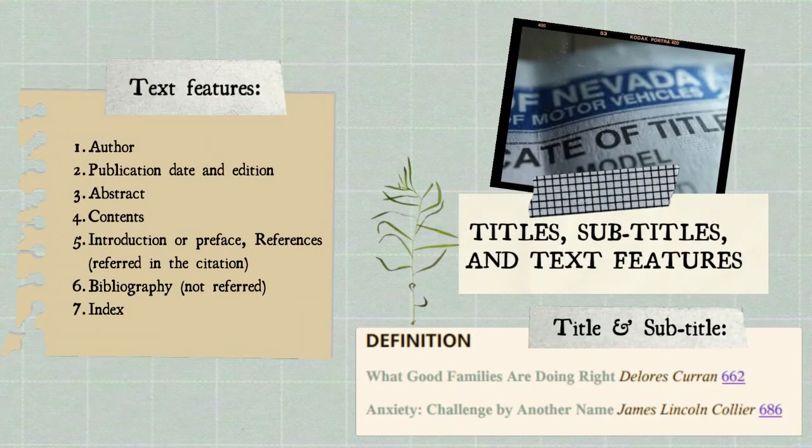The second topic is about titles, subtitles, and text features. Many books and articles have both a title and a subtitle, just like presented in the example. The title is usually shorter. The subtitle often gives more information about the focus. After finding a relevant text, it is worth checking the following text features before starting to read. It helps because text features include all the components of an article that are not the main body of the text.